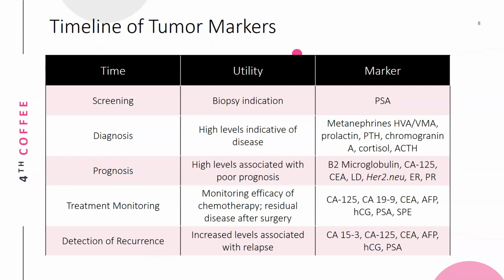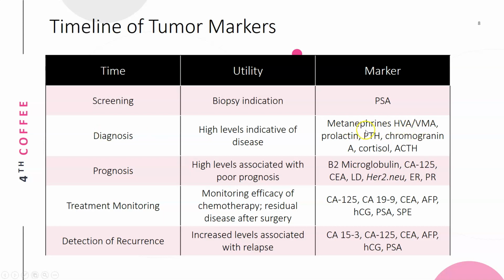A little bit of the timeline of tumor development and tumor markers. If you are screening for cancer, the only tumor marker that's useful is the PSA, and it would then indicate a need for biopsy if it was elevated. The next stage of assessing cancer is going to be diagnosis.